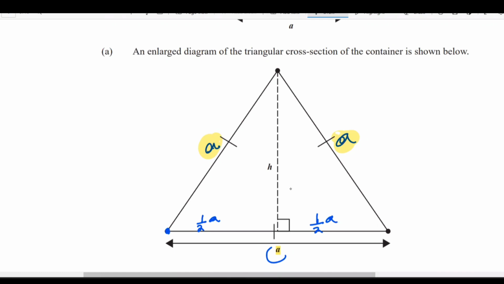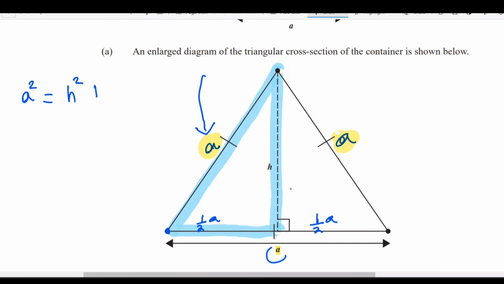The Pythagoras theorem now will point out the fact that this is the longest side, because I'm focusing on just this triangle, just one of them. Remember, it's H we want to find, but we want to set up the idea first: A square, which is the longest side squared, is equal to H square, which is a short side, plus the other short side squared.